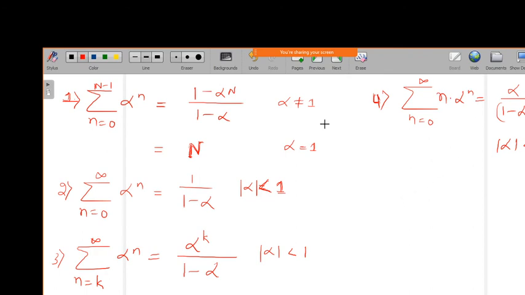So these are all the important formulas you have to note down. All of you note down. These are very important formulas.